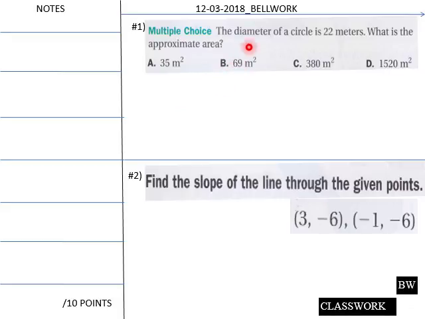Teachers, today's bell work. The diameter of a circle is 22. What is the approximate area here? Find the slope, students, do this one. Give your students 6 minutes, teachers.